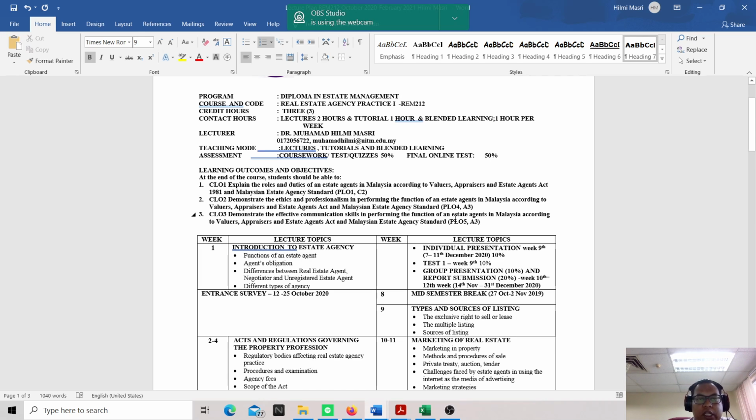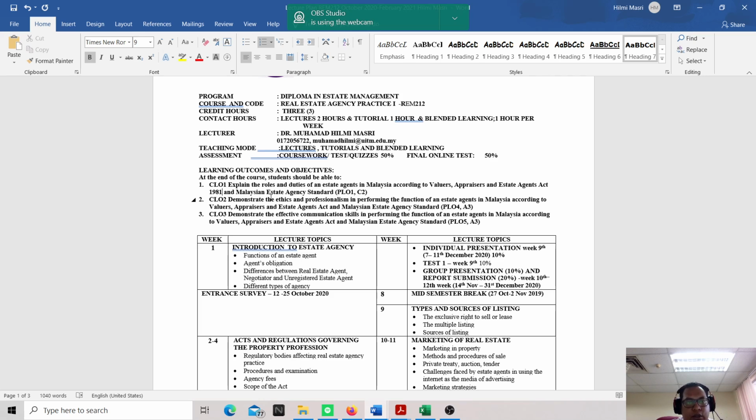Okay, so these two documents, which are the VAEA Act 1981 and the Malaysian Estate Agency Standard, are a must, which means you need to purchase these two documents in order to carry out the learning process for this course. So both are compulsory, you have to buy them, the Valuers, Appraisers and Estate Agents Act 1981 and the Malaysian Estate Agency Standard. Here we have Book Garden that has both documents, but if you are far away in your hometown, you have to look in bookstores, like Popular, MPH, or you buy online, Shopee, Amazon, you search.